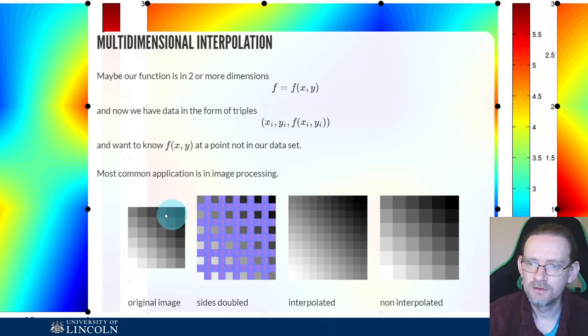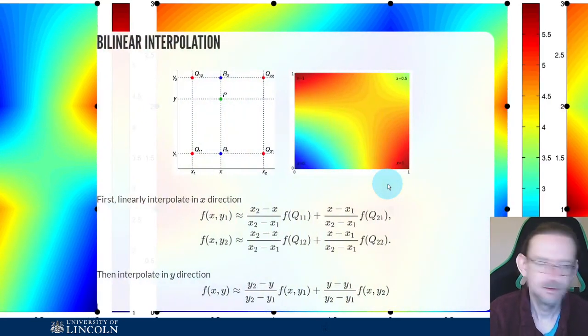So perhaps we've got an original image, perhaps we want to double the size of the image. So we do that, and then we interpolate the colors in between. So we get a better quality zoomed image than if we had just doubled the size of the squares. How can we do this?